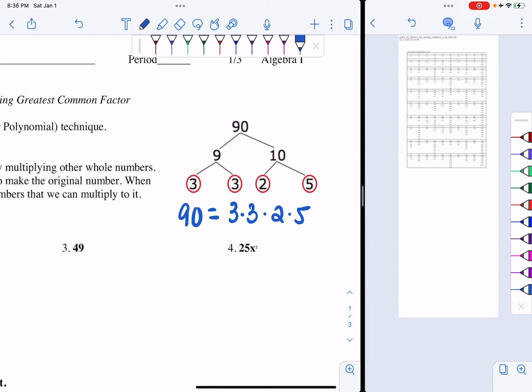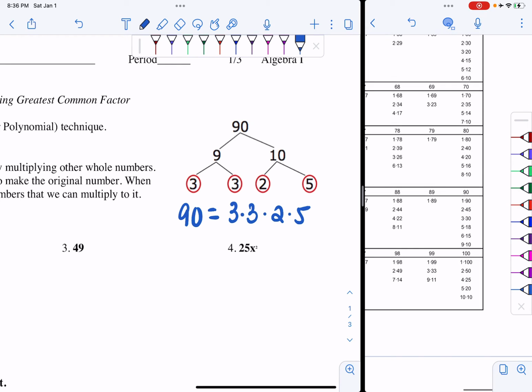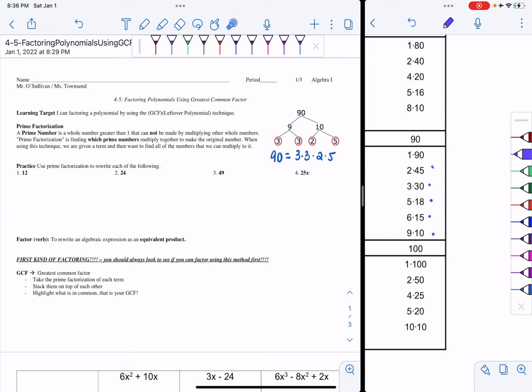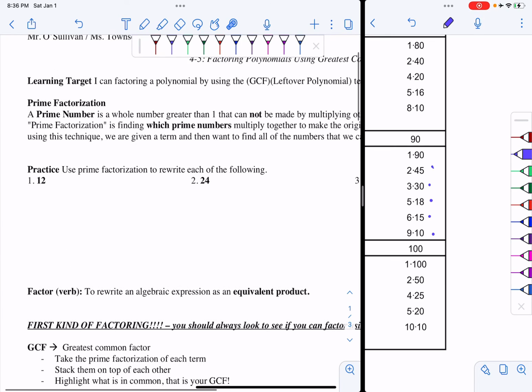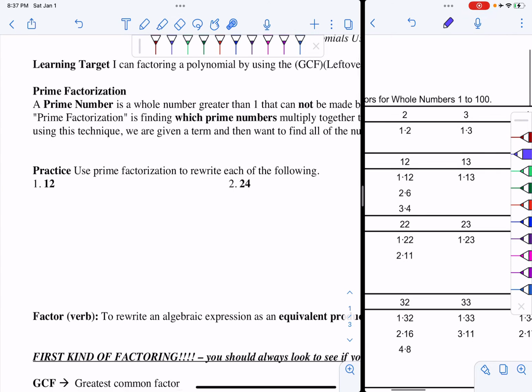2 times 5. Now if you didn't know 9 times 10 was 90, what you could have done was just gone to our factor pair sheet and just zoomed in on the number 90 and used any of these combinations. So I could have used 2 and 45, 3 and 30, 5 and 18, 6 and 15, or 9 and 10. The nice thing is, each of those combinations, once you break them apart, will still give you 3 times 3 times 2 times 5, okay? So we're going to do a little practice to use prime factorization to rewrite each of the following. So for the first example, we have the number 12.